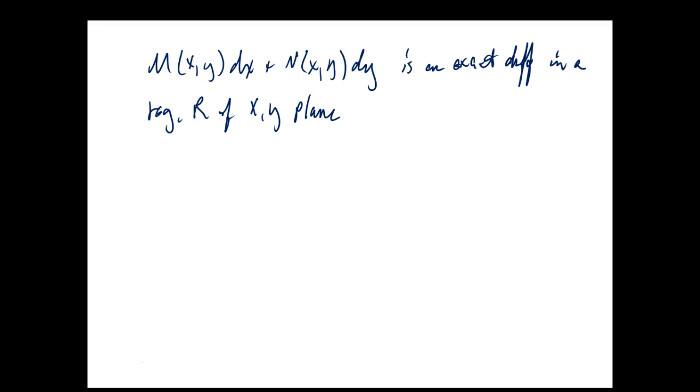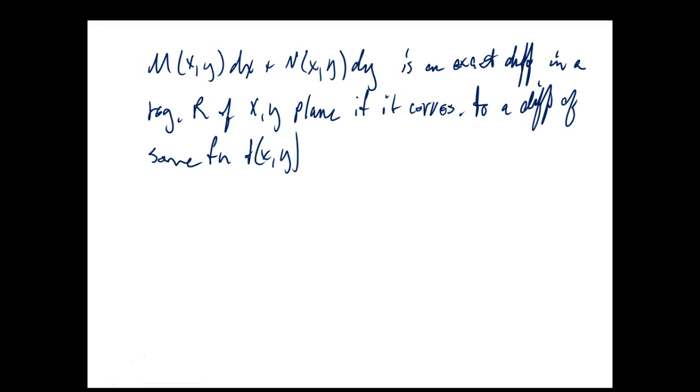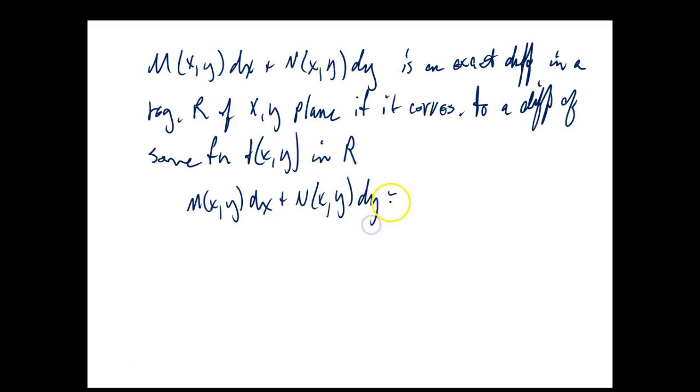the xy plane if it corresponds to a differential of some function f of x, y, defined in that region R. In that region R, the first order differential equation has the form M of x, y dx plus N of x, y dy equals 0. Okay?